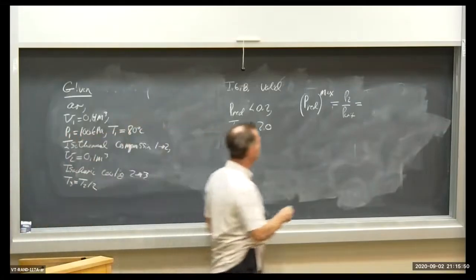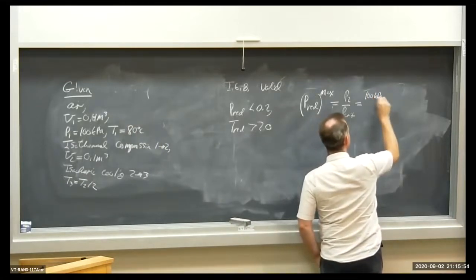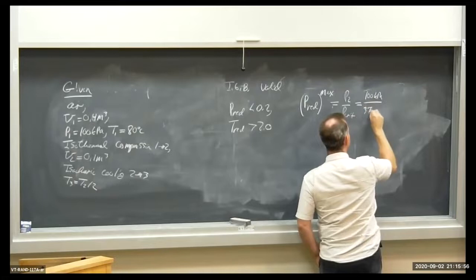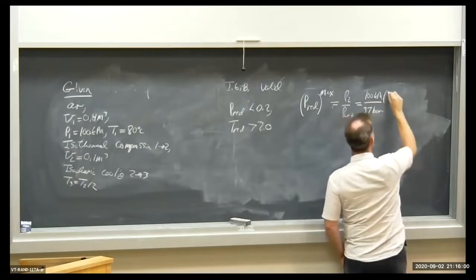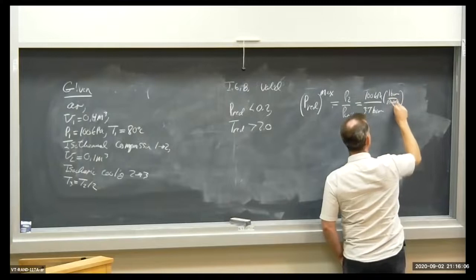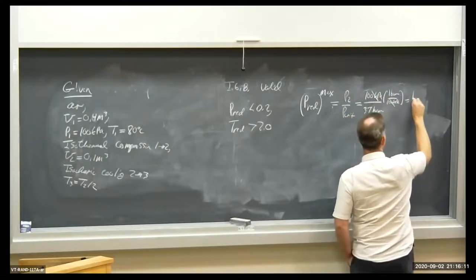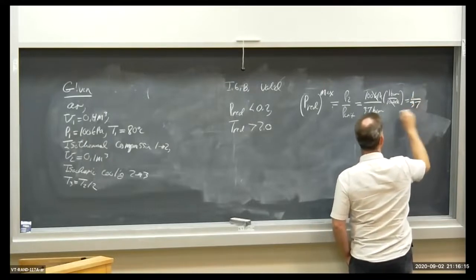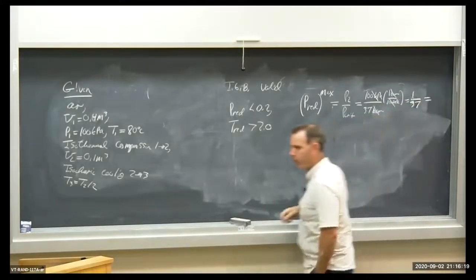P2 is 100 kPa. And P crit was 37 bar. By the way, there's 1 bar per 100 kPa, so that cancels out, and I get 1 over 37. Bars cancel out. Oh, 1 over 37, what's that?